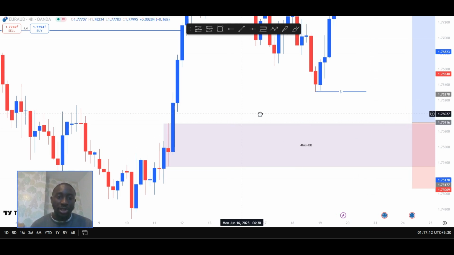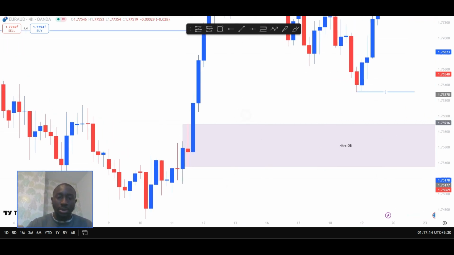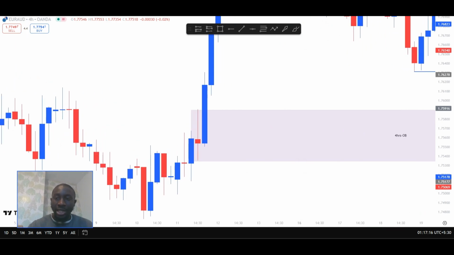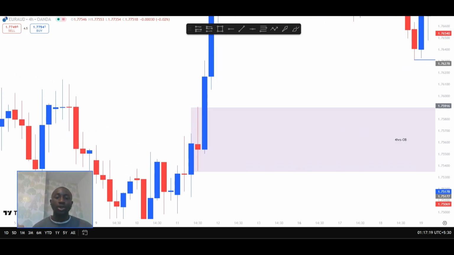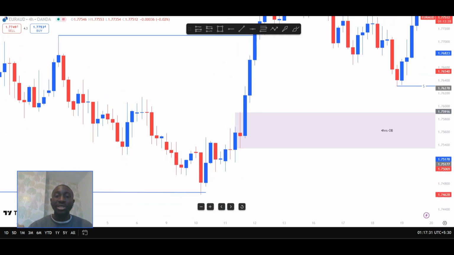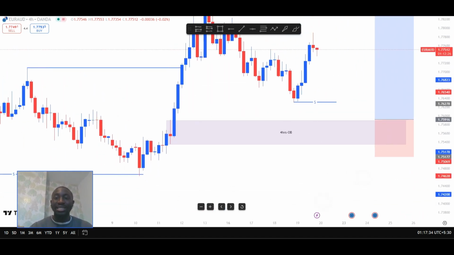I want to show you this 4 hour order block first before I explain this setup that I'm showing you here. Now, back to the same way I showed you earlier. As you can see, this is the last red candle before the bullish candle. So that's where you can mark your 4 hour order block from the starting to the ending. This is your 4 hour order block. Very simple. It is not hard.